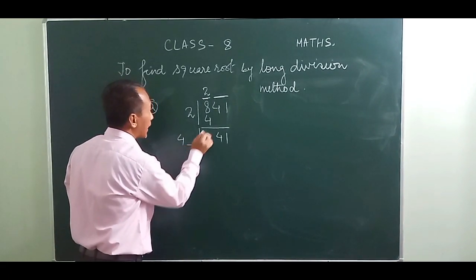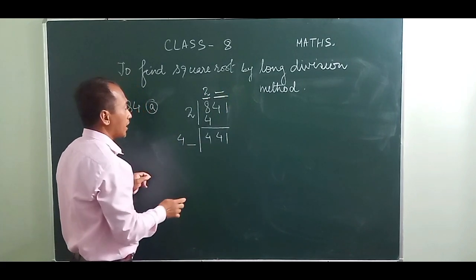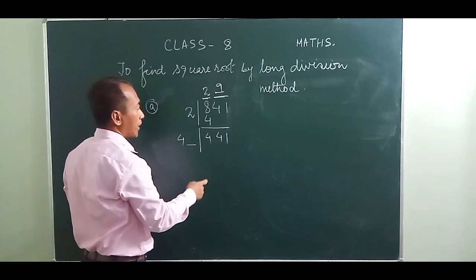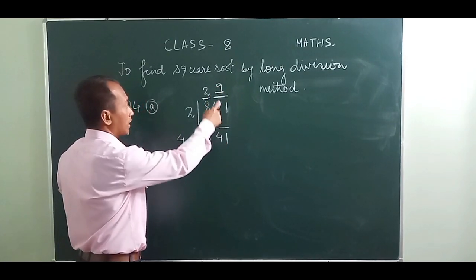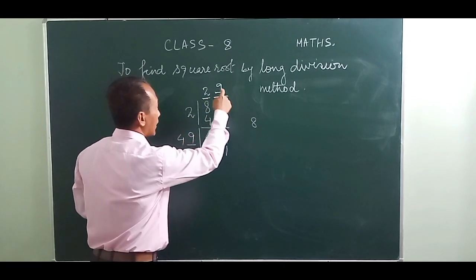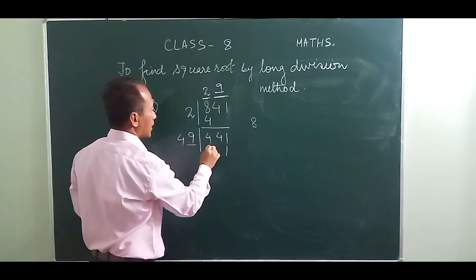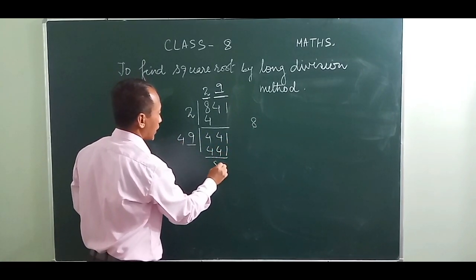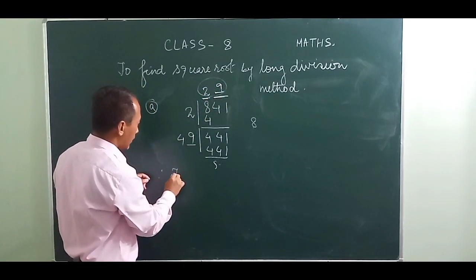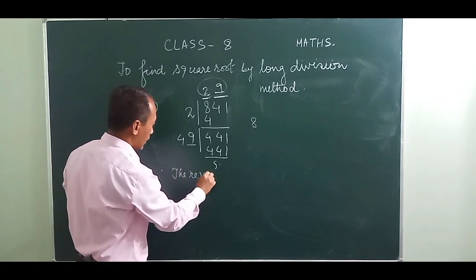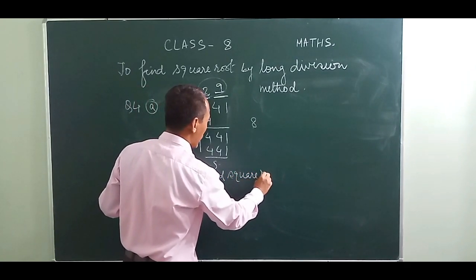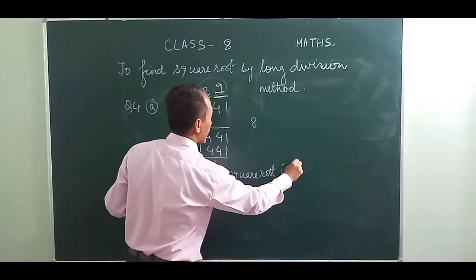Now whatever number you want to take here, you have to take here also. If you take 9 here, why are we taking 9? Because here is 1, and we know that 9 9s are 81. So 9 9s are 81, 8 in hand. 9 4s are 36, plus 8 is 44. So here no remainder. Therefore the required square root is 29.